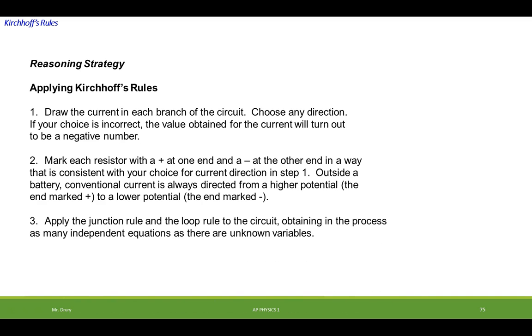You apply the junction rules and the loop rules, and you obtain independent equations, and you need just as many independent equations as you have unknowns. And you solve these simultaneously for the unknown variables. And we'll do a couple of these problems in class.